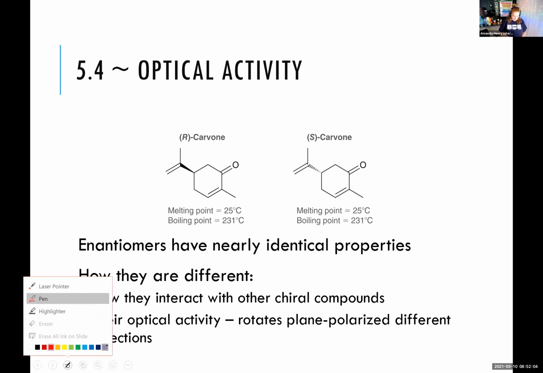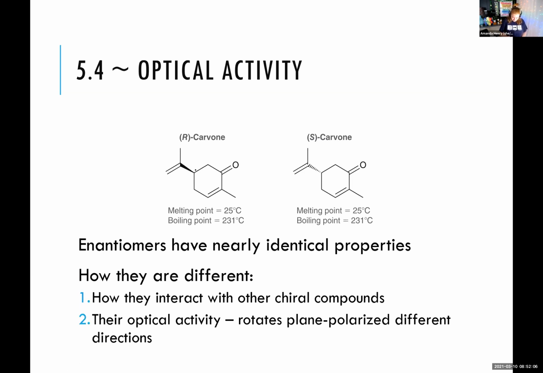And so we learned Monday. There's our chiral center. We have the R, we have the S. So the only difference between them is whether that group that's attached is on the wedge or on the dash. That's what makes them different.